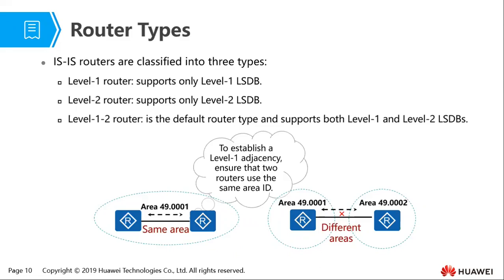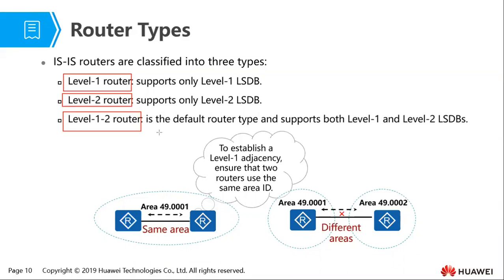So IS-IS defines 3 router types. We are going to learn much more about each one of them. So the very first router is known as the level 1 router. Then another router is known as level 2 router. Then we have another router known as the level 1-2 router. So you must understand each one of them. What is a level 1 router? What is a level 2 router? What is a level 1-2 router?